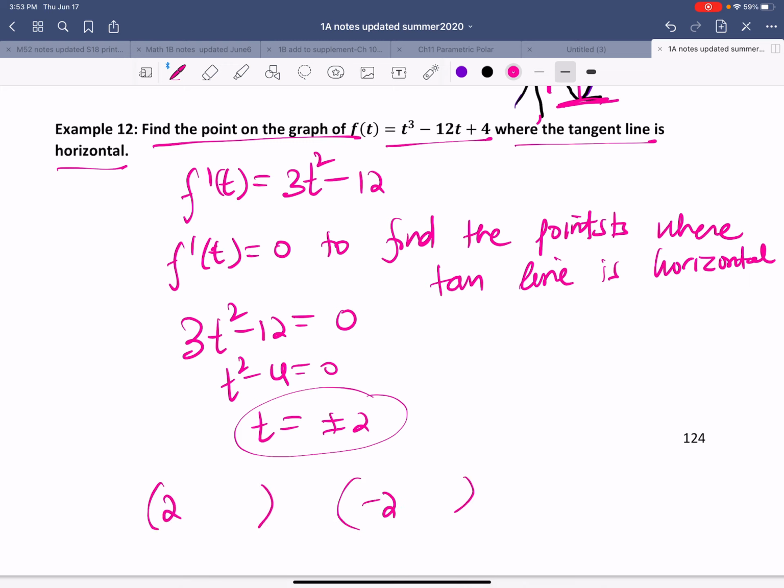If I plug t as positive 2 back in there, 2 to the third power is 8, minus 24, plus 4. And that's going to leave me with negative 12. If I plug negative 2 in there, that's negative 8 plus 24 plus 4, and that's going to turn out to be positive 20. So these are the points where the slope of the tangent line is 0.